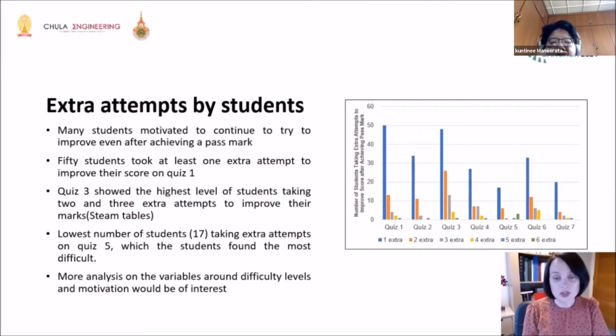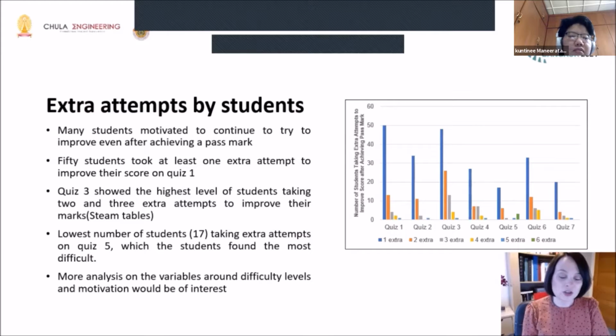Quiz 3, which was a quiz on steam tables, showed the highest level of students taking 2 and 3 attempts to improve their score, and this was great practice for them in using the steam tables. The lowest number of students, which was 17 students, took extra attempts on quiz 5, and that's not surprising given that it took so long for so many students to pass that quiz.